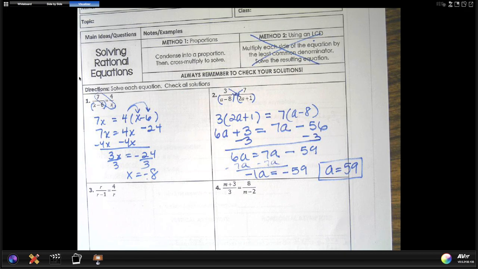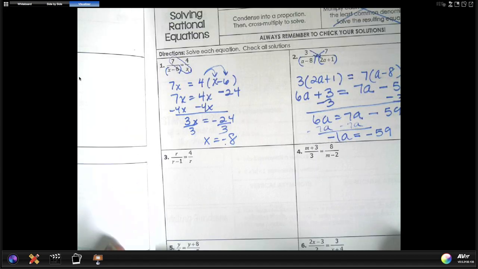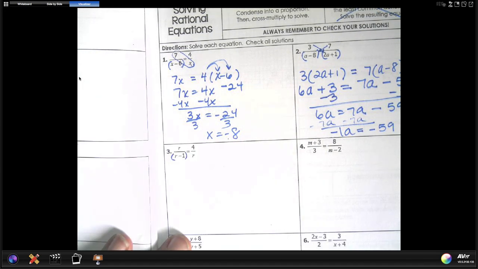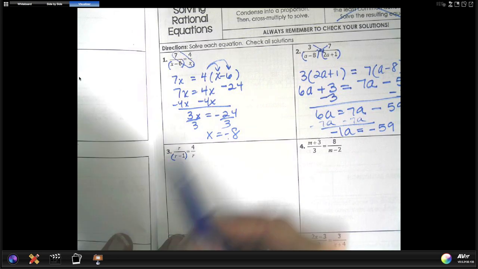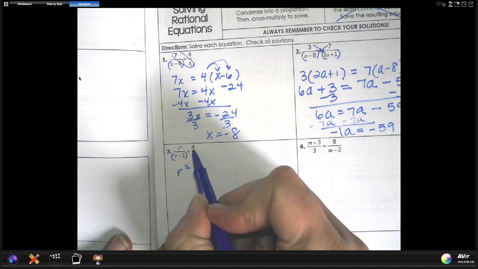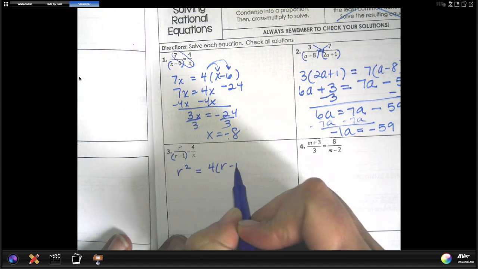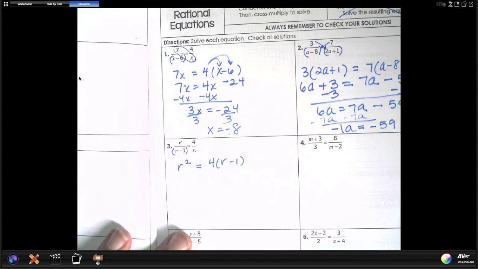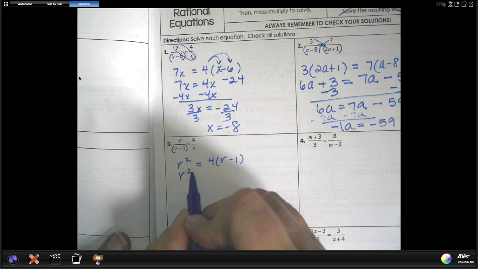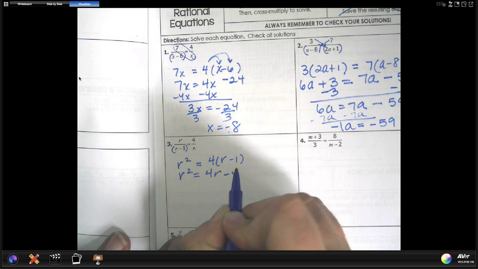We're just going to do 2 more examples, and I think that'll be good. Looking at number 3, we're going to cross multiply. Again, I'm going to put parentheses around the r minus 1. And we're going to go r times r is r squared equals 4 times r minus 1. So r squared equals 4r minus 4 when I distribute.